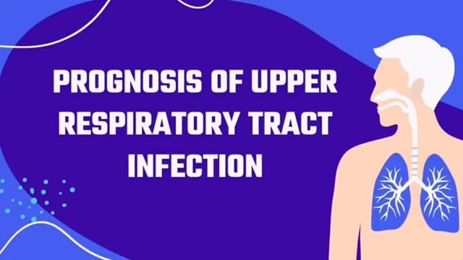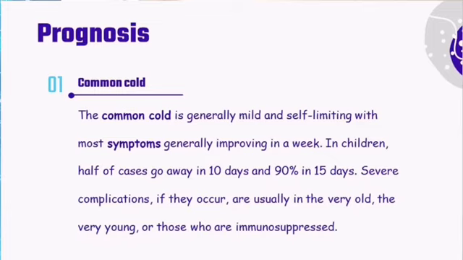Now let's go to the next subtopic, which is prognosis of upper respiratory tract infection. Prognosis for common cold is generally mild and self-limiting, with most symptoms improving in a week. In children, half of cases go away in 10 days and 90% in 15 days. Severe complications, if they occur, are usually in the very old, the very young, or those who are immunosuppressed.